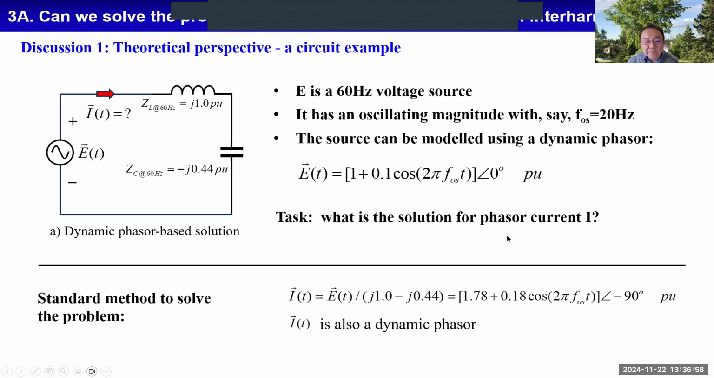So how do we solve for the phasor current? The standard method we learned from circuit theory is E divided by the impedance. Then you get the phasor current, which is a dynamic phasor. Now I want to pause here. Let's discuss if this solution makes sense.